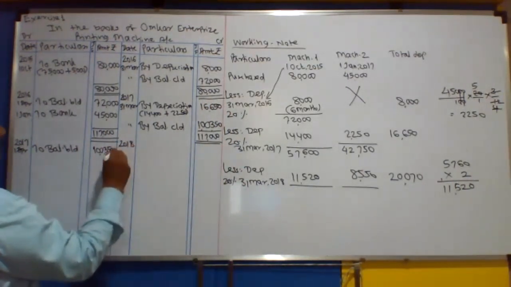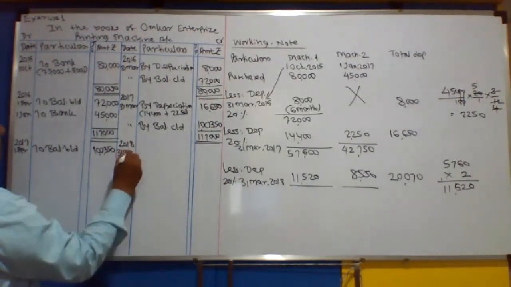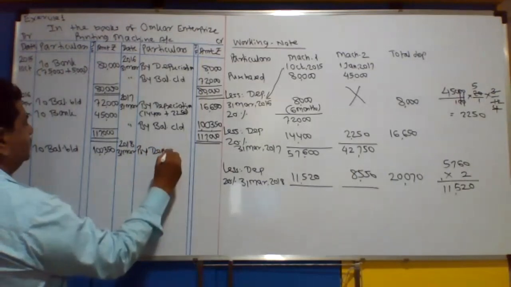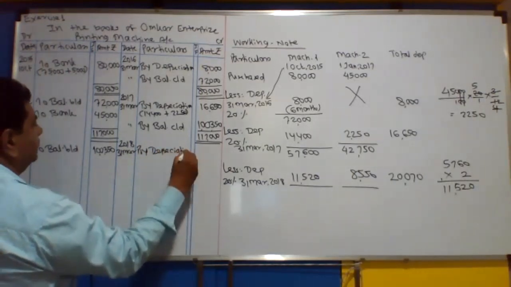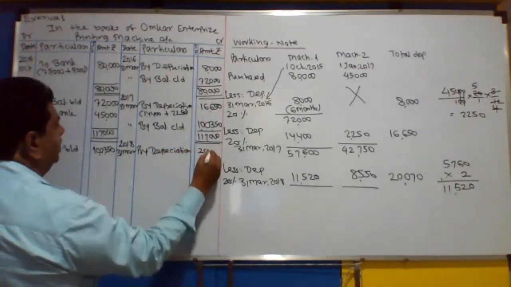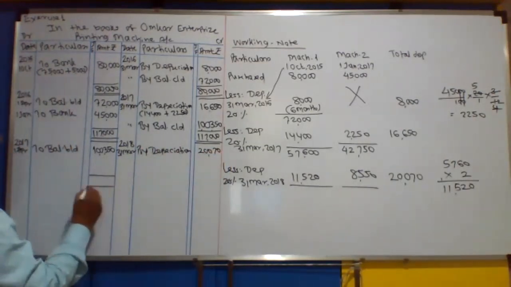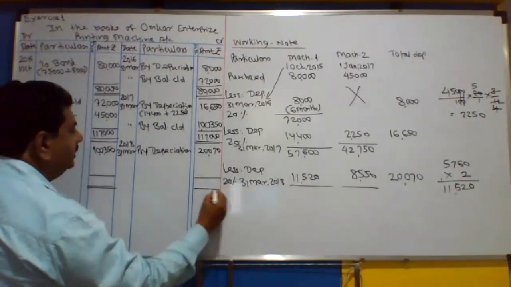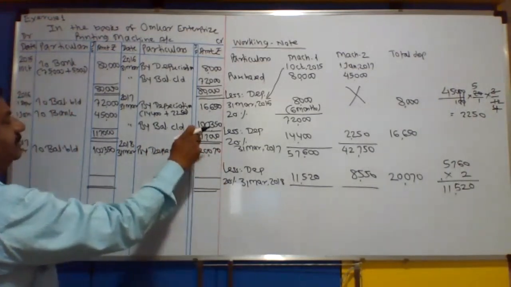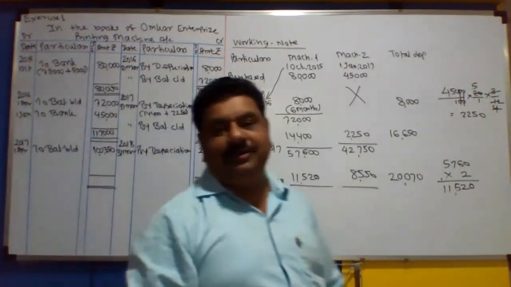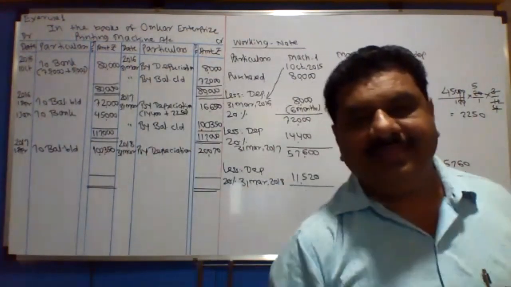2018, 31st March, by depreciation 20,070 rupees. Everyone please correct the balance. It is 1,03,50, I had made it 1,01,000 but it is 1,03,50. Okay.